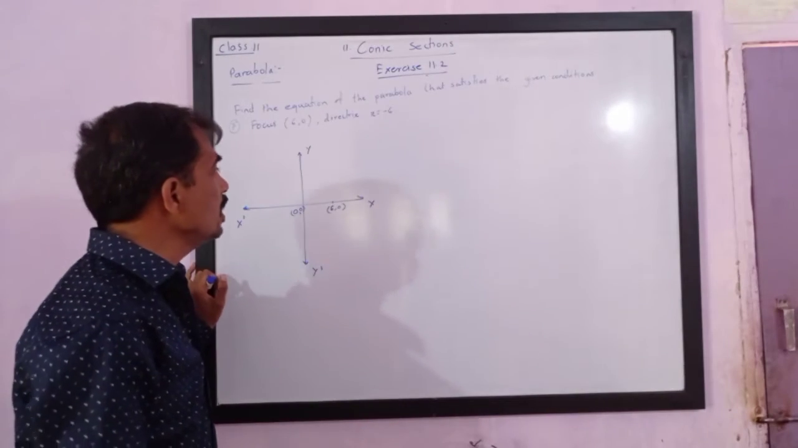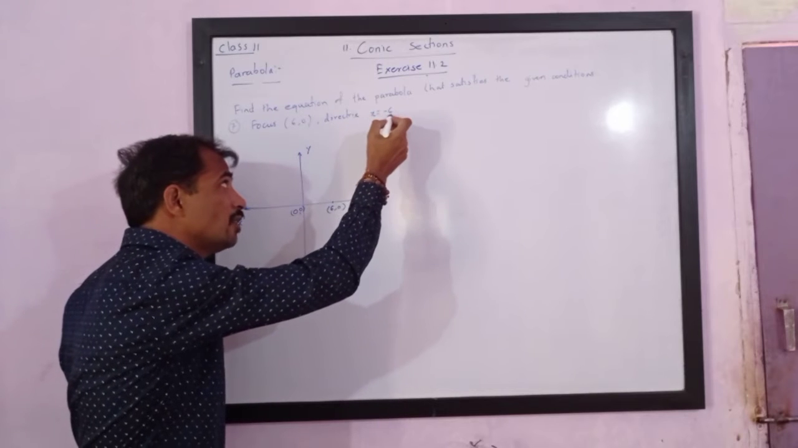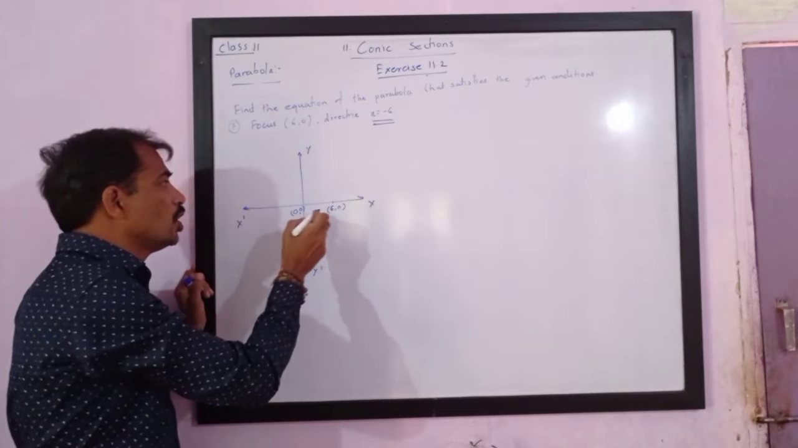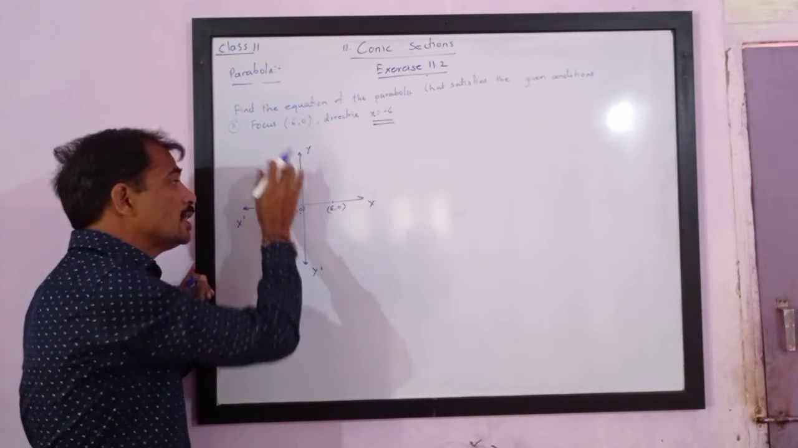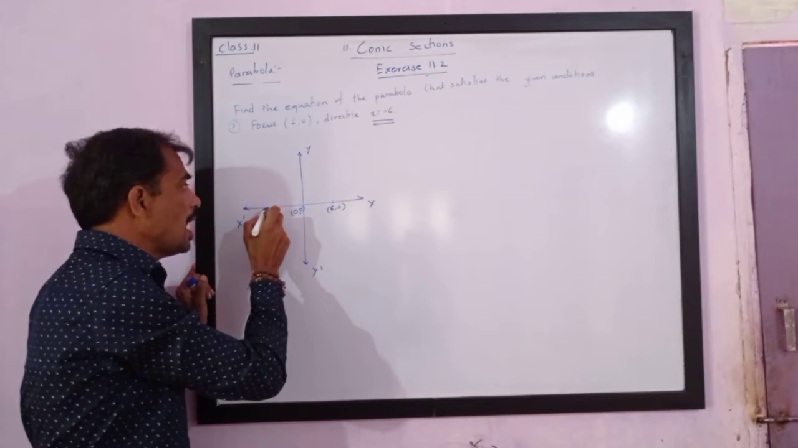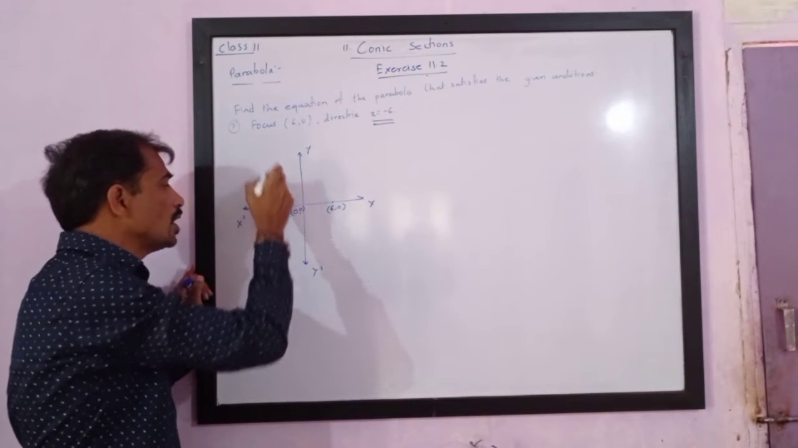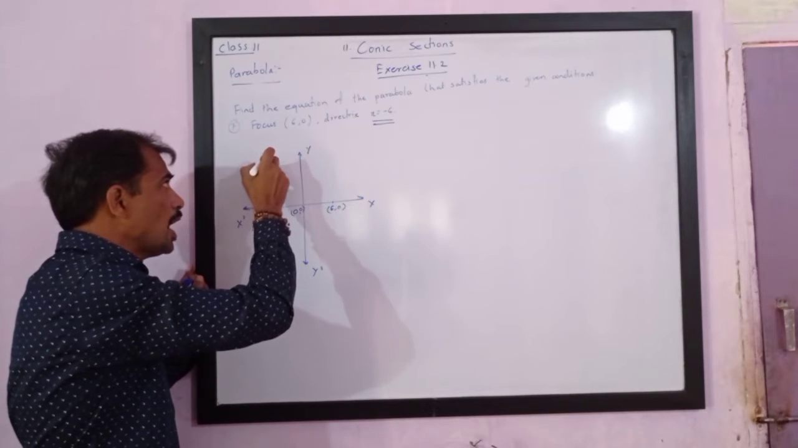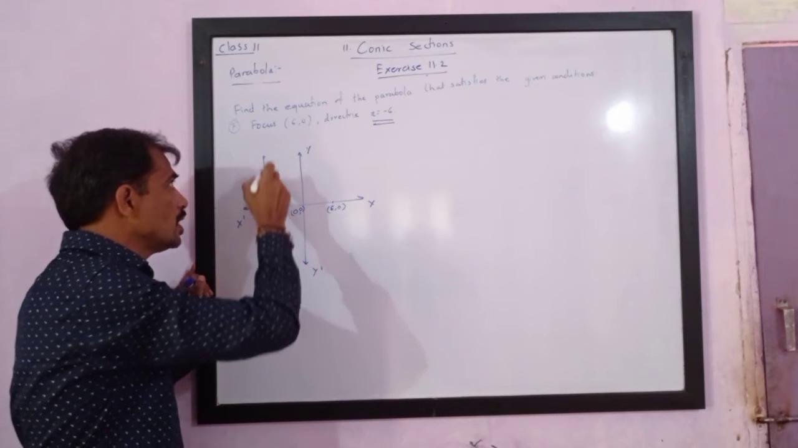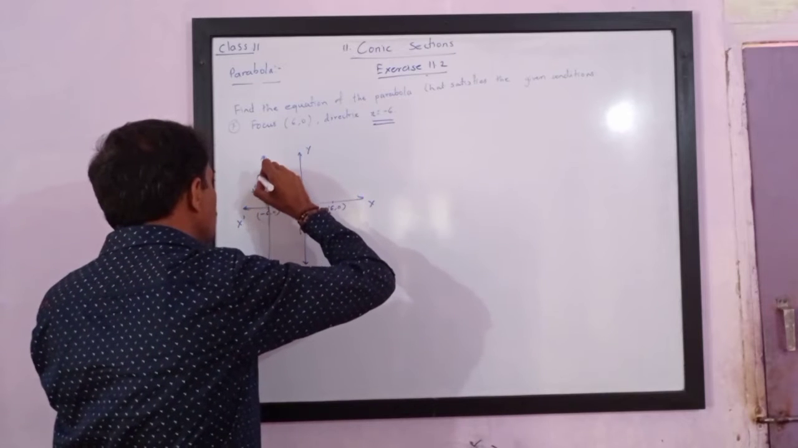And we are given directrix is x equal to minus 6, x equal to a constant. It means it is a line parallel to y axis, and at equal distance it will cut the x axis at minus 6, 0, and it is parallel to y axis. So this is a directrix. So the equation of directrix is x equal to minus 6.